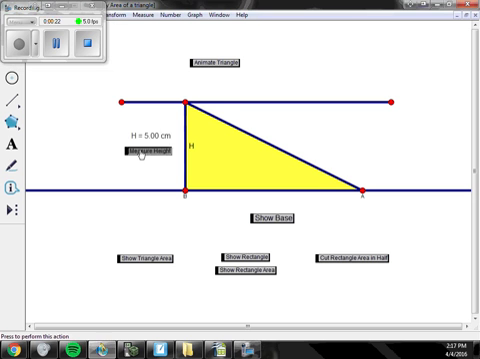So if I take the height of this triangle, which is 5, and the base of this triangle, which is 10, multiply those together, I get 50. 50 divided by 2 is 25. Oh, 25.01. You guys are wrong.